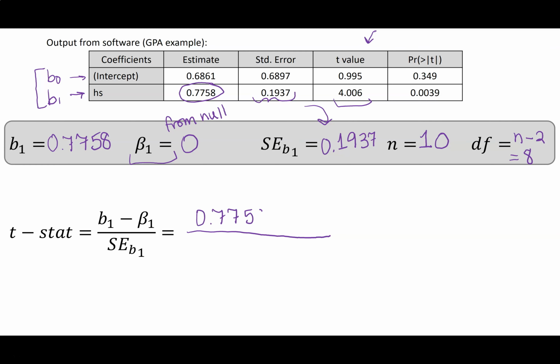So 0.7758 minus 0 over 0.1937. And it should be somewhere around 4.006. Definitely double check. With the rounding there, it might be a little bit different. Not a lot different though. If it's a lot different, something went sideways. So now we have a t-test statistic. We have our degrees of freedom equal to 8. We can use a t-table or software to find a p-value.